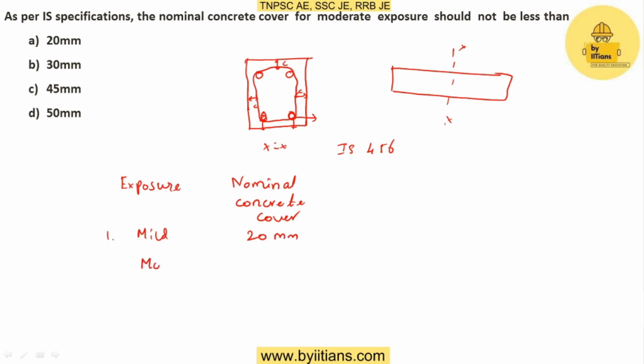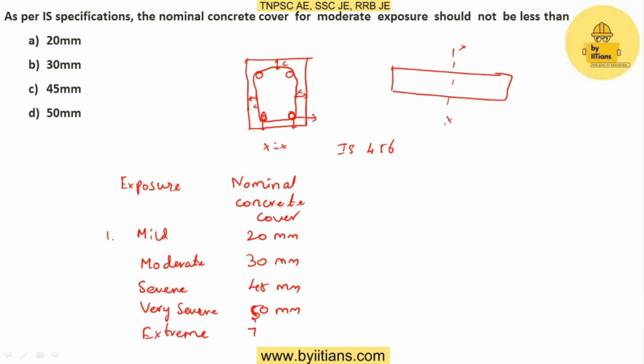Okay, for moderate you should be giving 30 mm of cover, and for severe 45 millimeter, and for very severe will be having 50 millimeter of minimum. And for extreme will be giving 75 millimeter. So there are 5 conditions. According to these 5 conditions we will be giving the nominal concrete cover. This is how they'll ask according to the question. Now for moderate exposure we should provide at least 30 mm of cover for the beam. So option B will be the right answer.